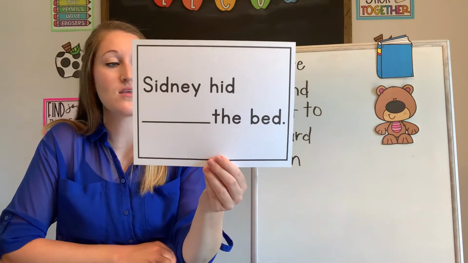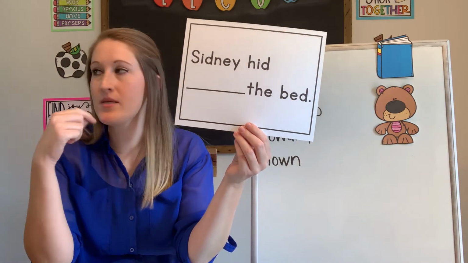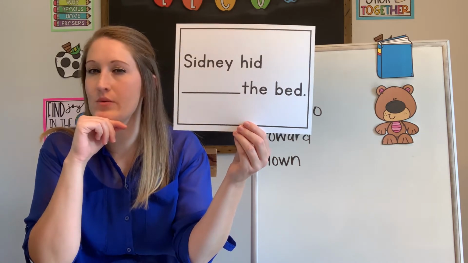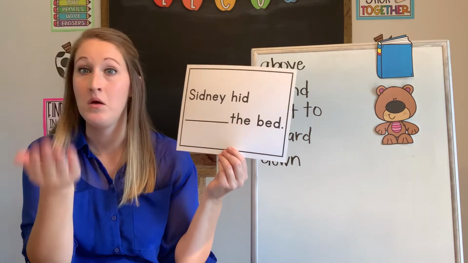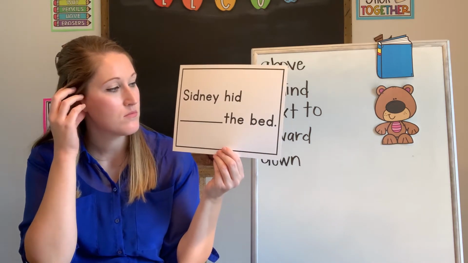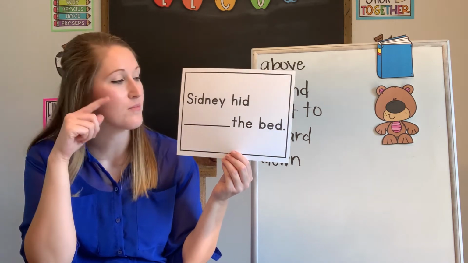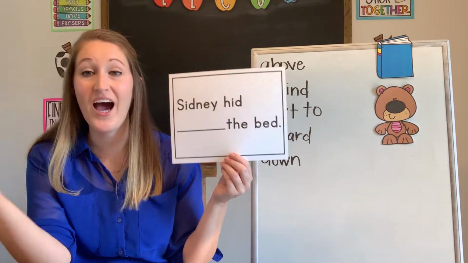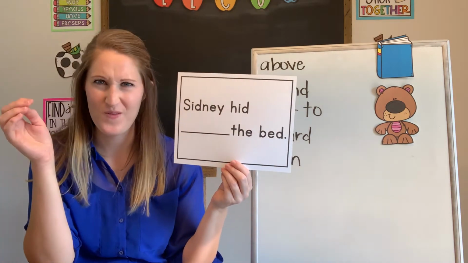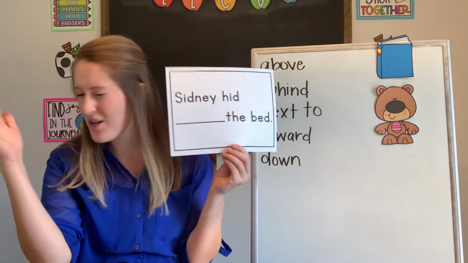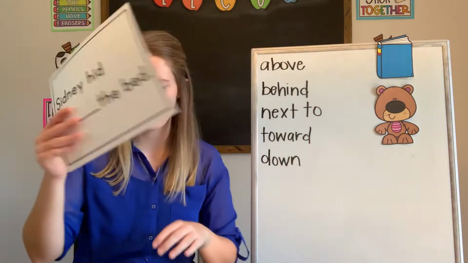Sydney hid blank the bed. Maybe Sydney's playing a game of hide and go seek. Where do you think he would hide? Under the bed, maybe. In the bed. Next to the bed. Beside the bed. Behind the bed. Below the bed. These are some really great words. I can see that your brains are really starting to think and picture where Sydney could be. Great job.